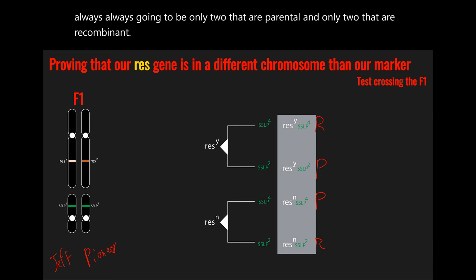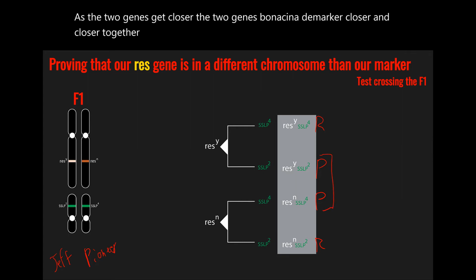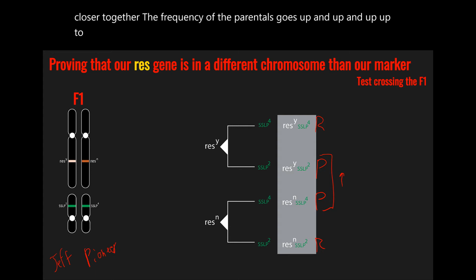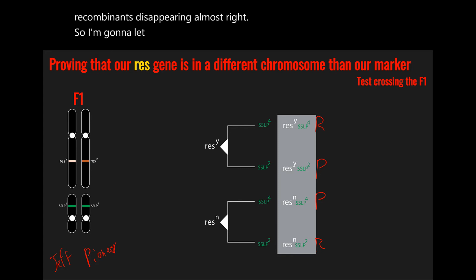As the gene and the marker get closer and closer together, the frequency of the parentals goes up and up, to the point when you might have the recombinants disappearing almost, right? So I'm gonna let you think about that one.